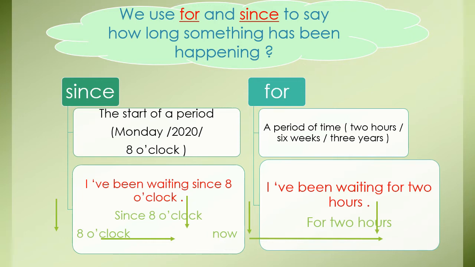Look at the example here. I've been waiting since 8 o'clock. This means you started waiting at 8 o'clock until now. What about for? A period of time. We use for with a period of time. Look, 2 hours, 6 weeks, or 3 years. This is the whole period. I've been waiting for 2 hours. Okay?